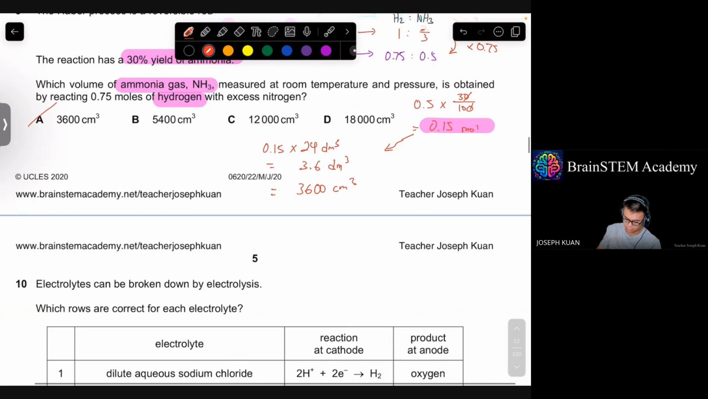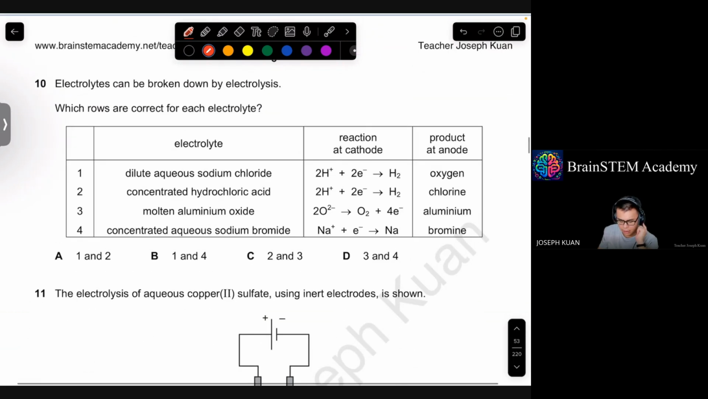All right, now let's look at question number 10. Electrolytes can be broken down by electrolysis. Which rows are correct for each electrolyte?